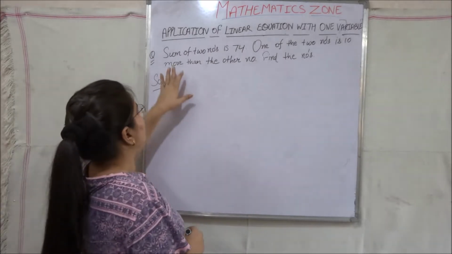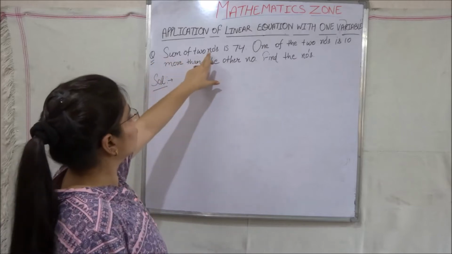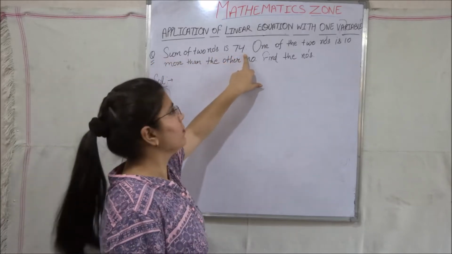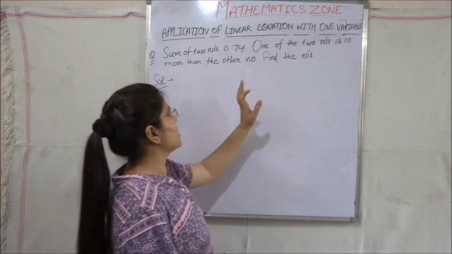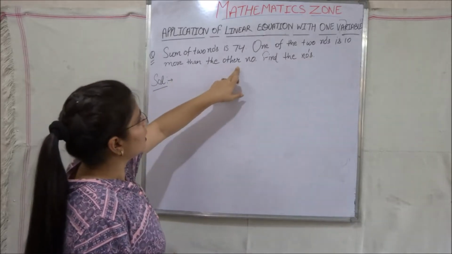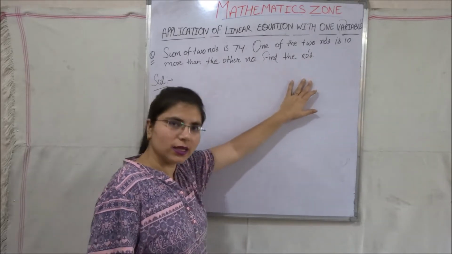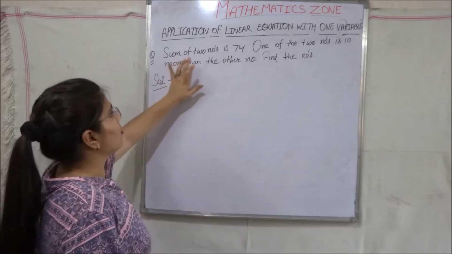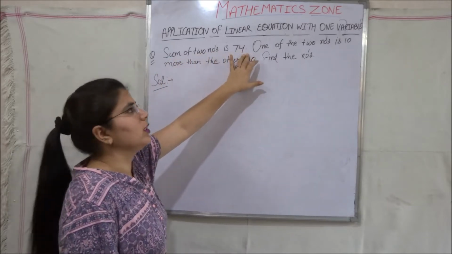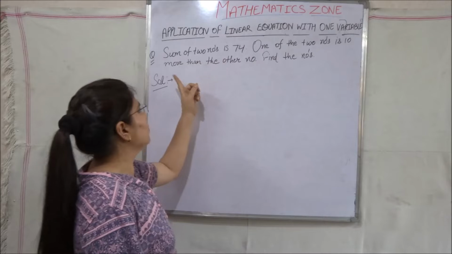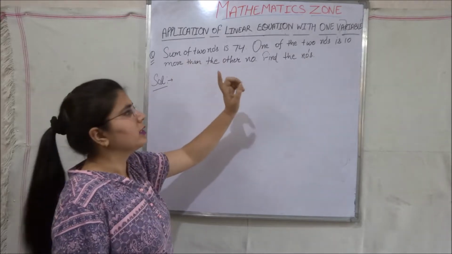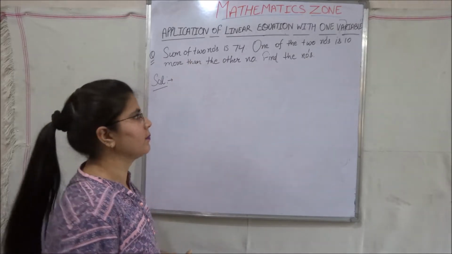Now our question is: the sum of two numbers is 74, and one of the two numbers is 10 more than the other number. Then find the numbers. I repeat, the sum of the two numbers is 74, one of the two numbers is 10 more than the other number, then find the two numbers.